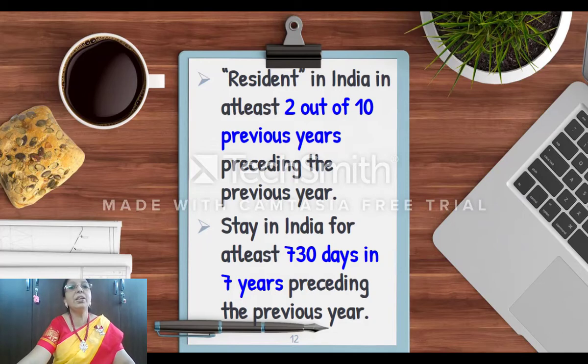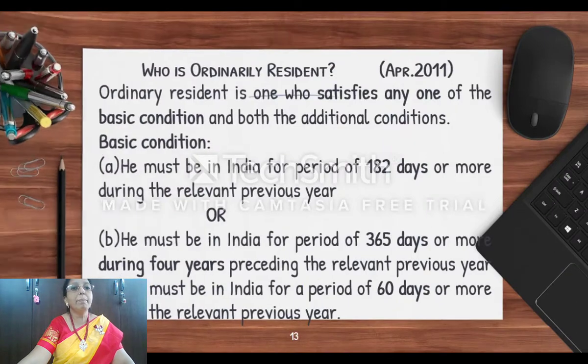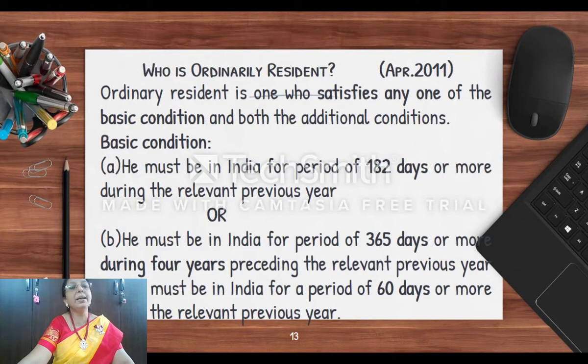So leaving out the previous year, you have to take 10 years, and out of the 10, at least 2 years he should be a resident. And the second additional condition, leaving out the previous year, you are taking the previous 7 years prior to the previous year. So 730 days in 7 years prior to the previous year. For being ordinarily resident, he should satisfy one basic condition and two additional conditions. Only then he becomes an ordinarily resident.